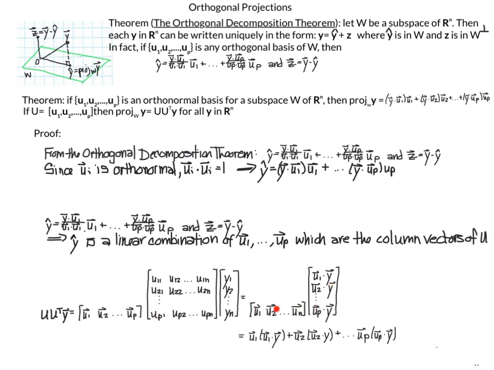Then when I multiply by U, I get U1 times U1 dotted with Y, U2 times U2 dotted with Y, up to UP times UP dotted with Y. This should be a P here, not an N. So you can see that the formula I got with my matrix is the same as the formula I got with the decomposition theorem, which verifies that I can calculate my Y hat, or my projection of Y onto W, using this matrix here.